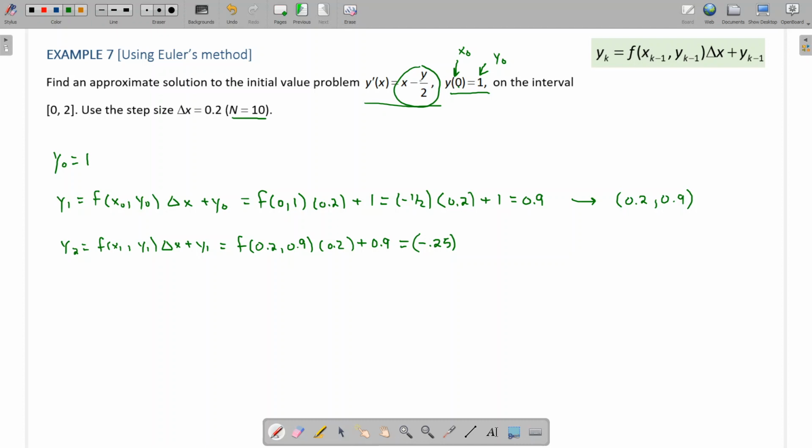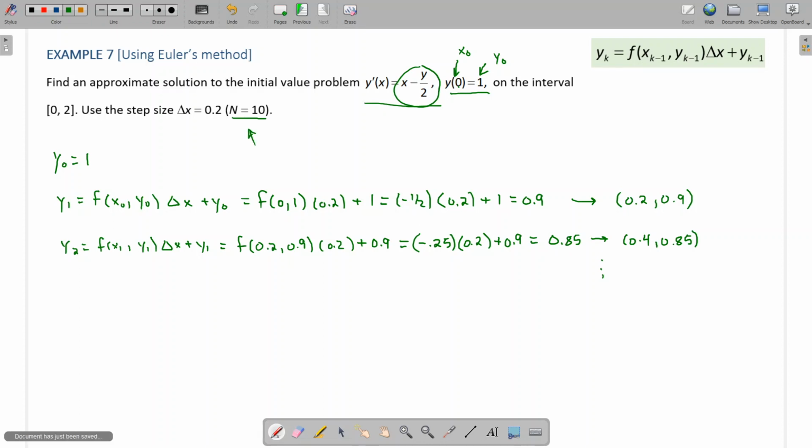So again, this came from just plugging the 0.2 and 0.9 into this expression, then delta x, which is still 0.2, plus the 0.9. Evaluating that gives you 0.85. So this is our second approximation point. The x now would be delta x plus this, so it would be 0.4. We just keep adding delta x, and the y value is 0.85. Okay, so you keep that process going, and you would need to do it 10 times.